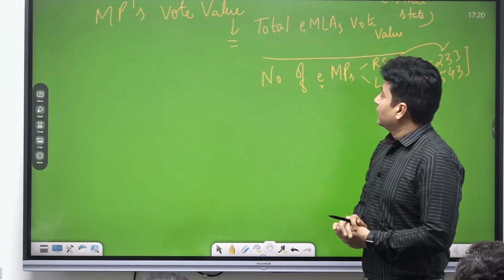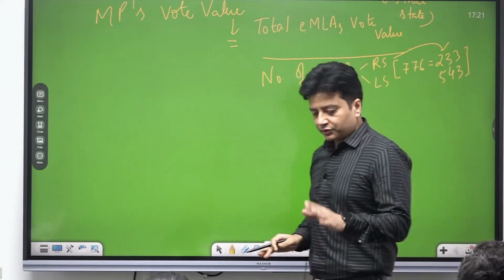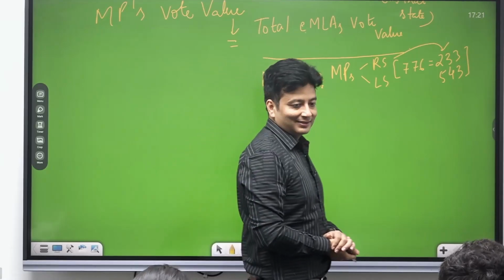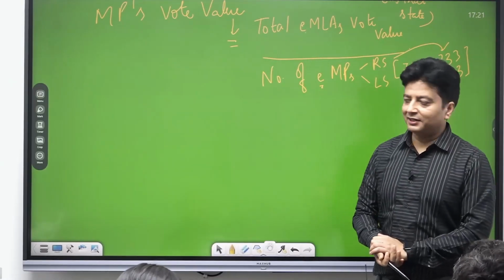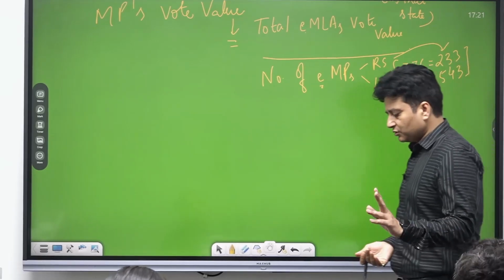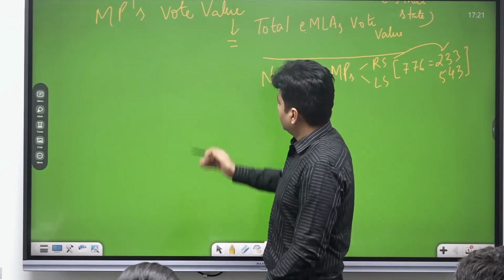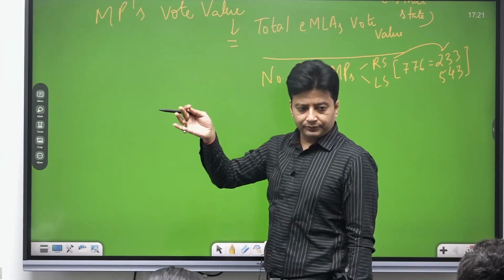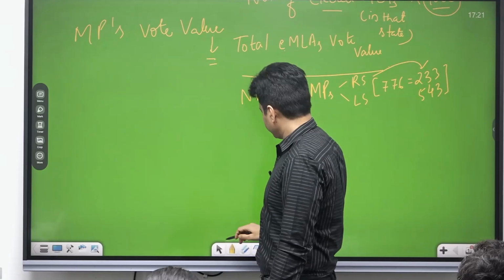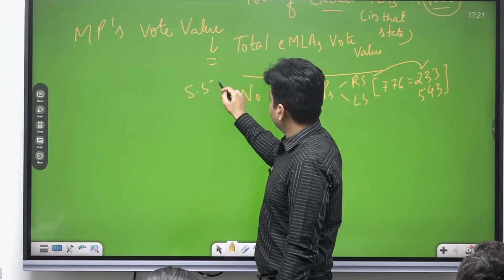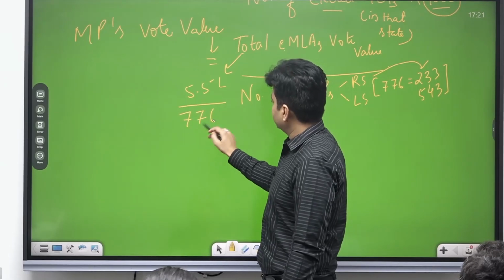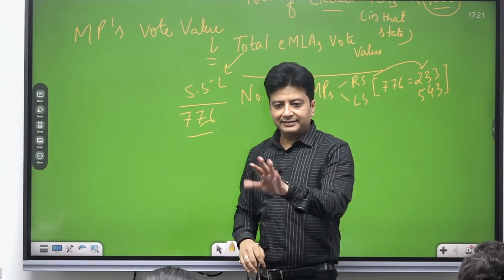Now, MP's vote value and MLA's vote value, the question I think was there in the prelims also, right? Last year, in one of the options, 1000 was not there or 1000 was there in the MP's vote value. These two formulas we use, and when we talk about total MP's vote value, so what we are doing here, say for example, 5.5 lakh, this is the total value divided by 776, we will be reaching a certain number.